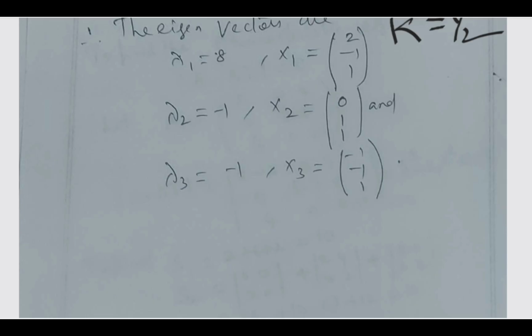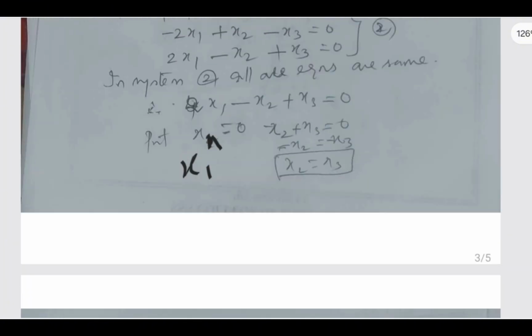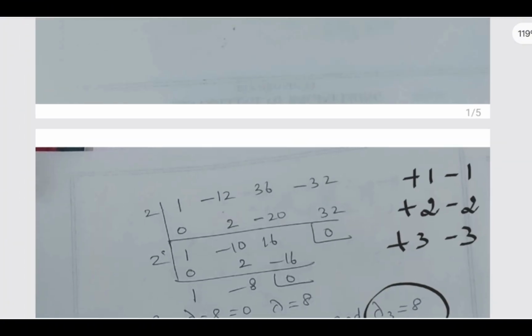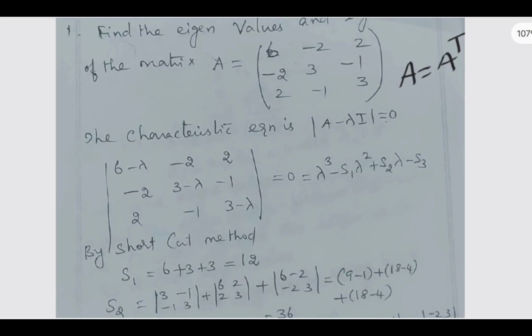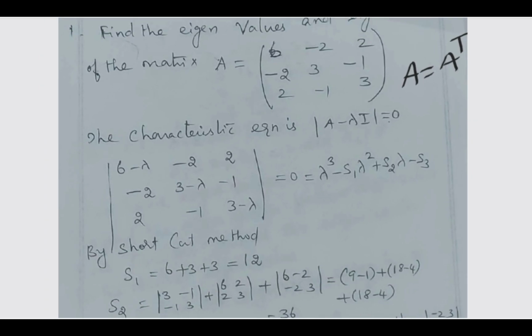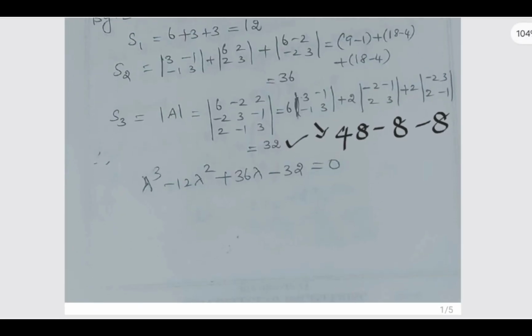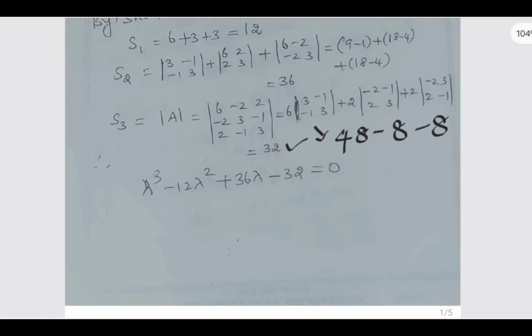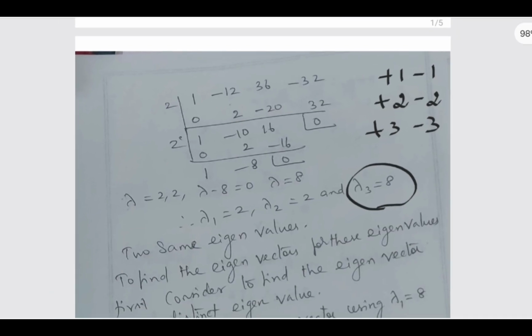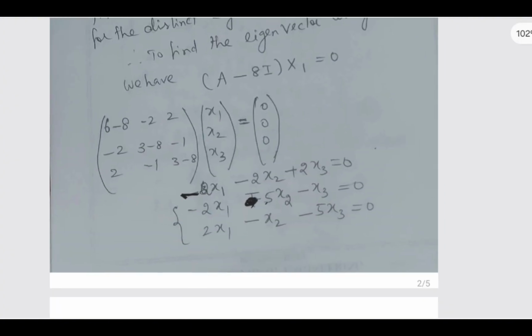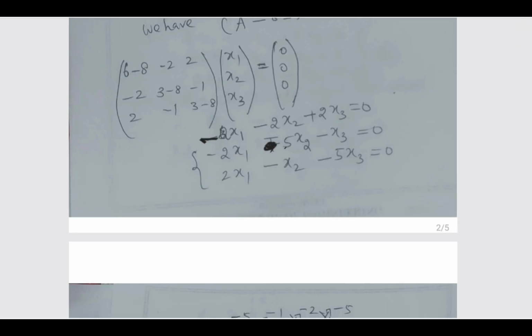Once again we will go through the entire problem. We start with the first one. It is a symmetric matrix, that's why I have written A equal to A transpose. By the shortcut method we got the characteristic equation. We started to find our eigenvector using only the distinct eigenvalue. For the same eigenvalue we assumed, by the same methodology we applied in the previous problem, x1 equal to 0.